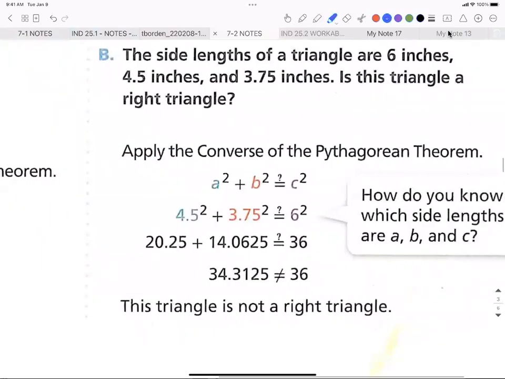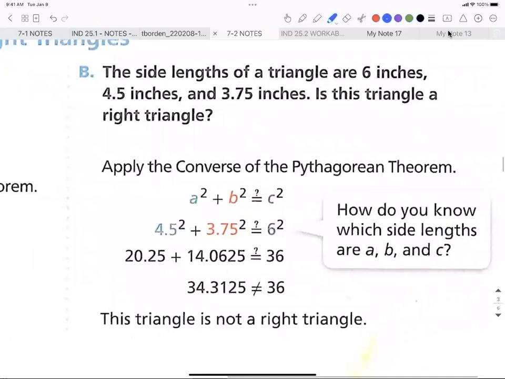Okay, don't let it throw you when it's decimals. The side lengths they give you are 6, 4.5, and 3.75. These are the 2 smaller ones, so you know they're the legs. This is the bigger one, so you know it's the c, right? You know that's the c, so you know that it goes over here on the c side.